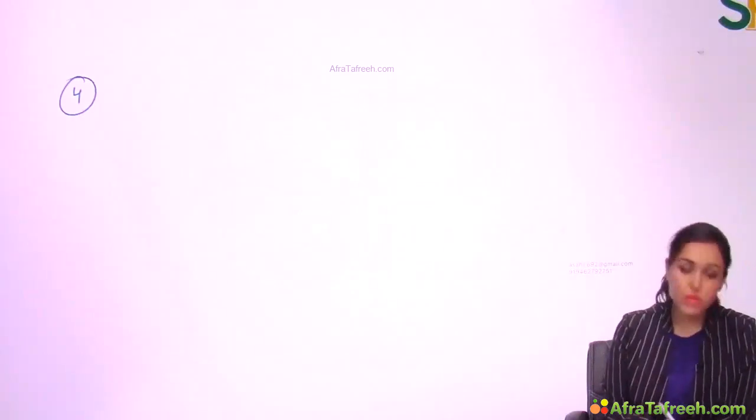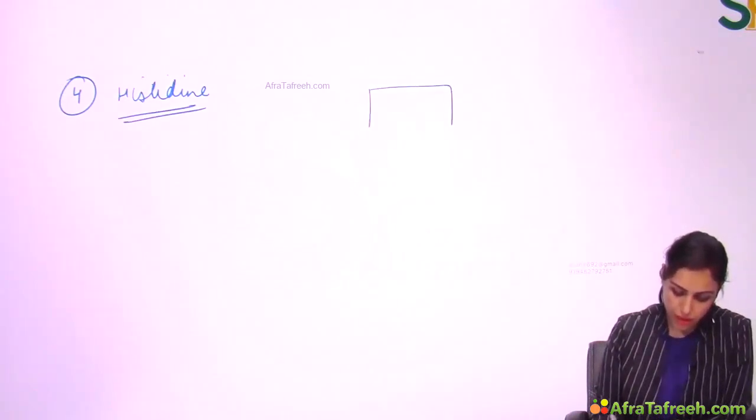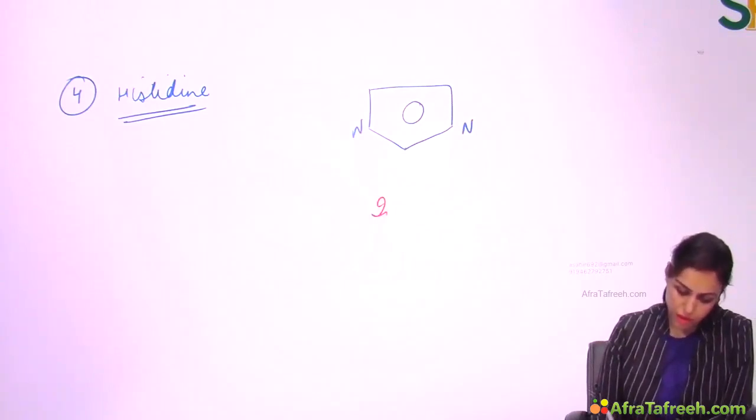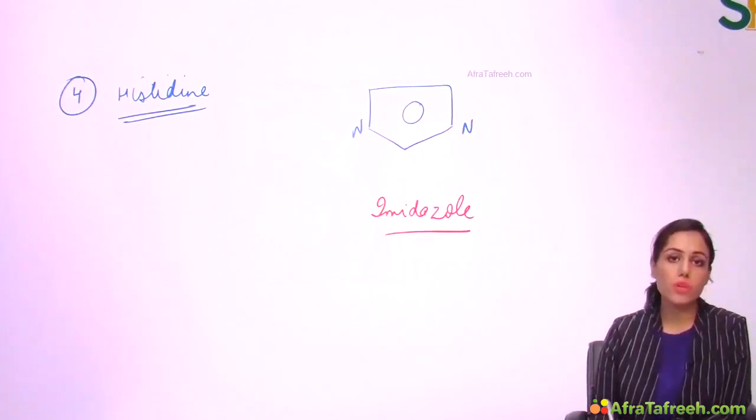So let's do the fourth aromatic amino acid, that is histidine. In the side chain of histidine, there is one pentacyclic ring present with 2 nitrogens in the ring, and the name of this ring is imidazole ring. In tryptophan, that was indole ring or indole nucleus. In histidine, it is imidazole ring.